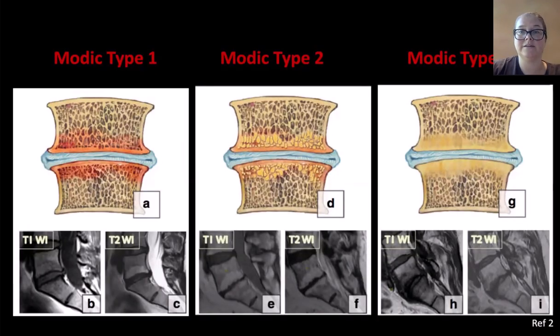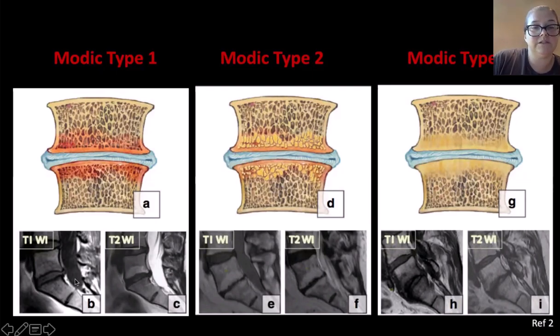Modic end plate degenerative change. There is a grading system, and this is one that I tend to use. I find it quite easy to remember. So Modic type 1, type 2, and type 3. Type 1, I think of it as more of an acute process with marrow edema.